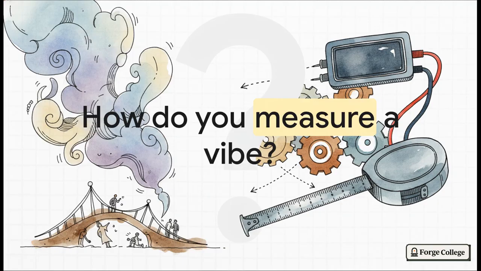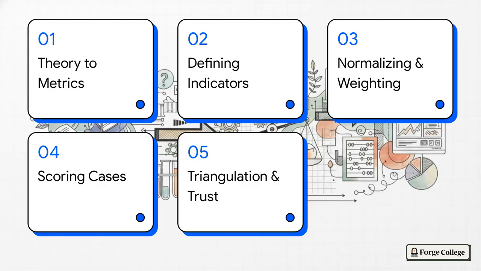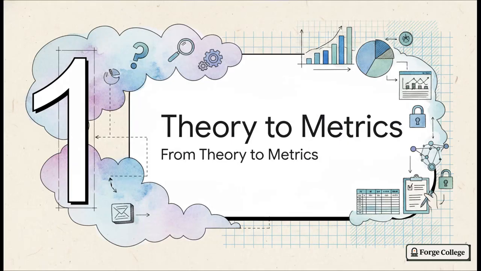We need concrete data. We need the equivalent of literal tape measures and voltmeters to quantify these abstract concepts, just to make sure our assessments are consistent, reproducible, and actually based on hard evidence. Think of our agenda today as our engineering project manifest. We're going to go step by step. First, we'll move from theory to metrics. Second, defining your indicators. Third, normalization and weighting. Fourth, scoring real-world cases. And finally, triangulation and trust. Let's get to work.